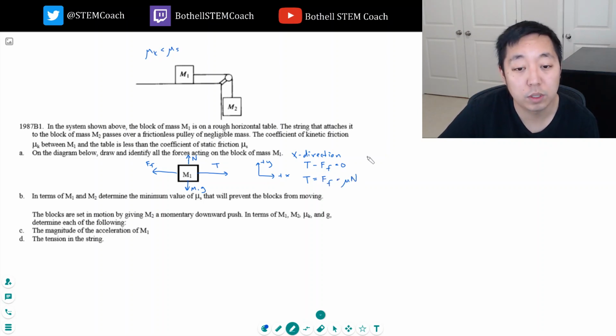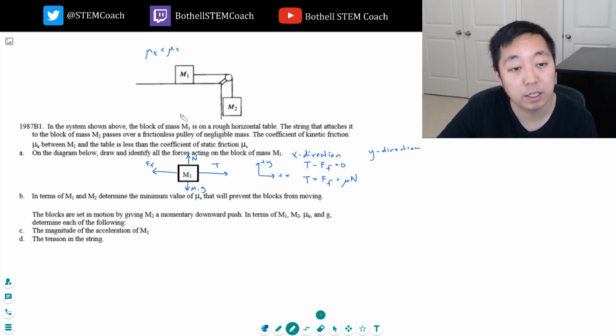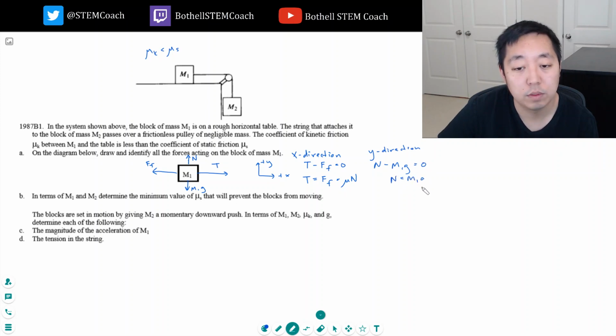Now what's the normal force? I have to look in the y direction. The net force in the y direction also has to be zero because the block isn't accelerating in the vertical direction either. So N minus M1g has to equal zero, so the normal force equals M1g. I can use this normal force, so T is equal to mu static friction times M1g. It's static friction because we're not moving. Okay? So I can solve for mu s, but I don't know T, right?